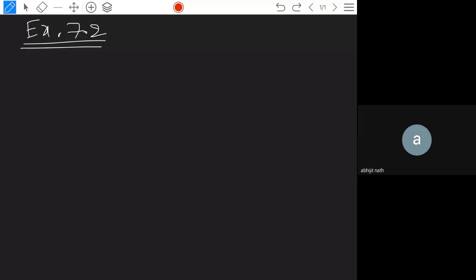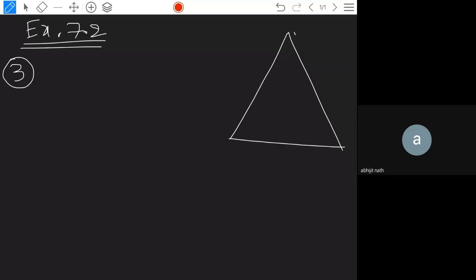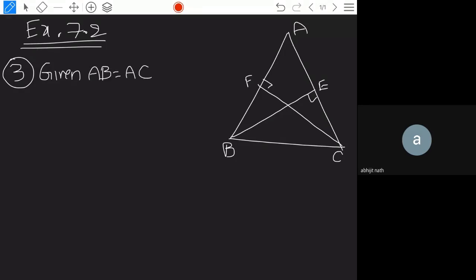Third problem, let us see here. The triangle ABC is given. ABC is an isosceles triangle in which altitudes BE and CF are drawn to the equal sides. Given AB equals AC, and show that the altitudes are equal. So we need to prove these altitudes are equal.